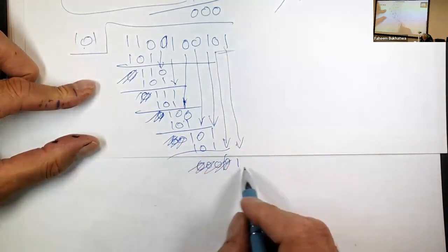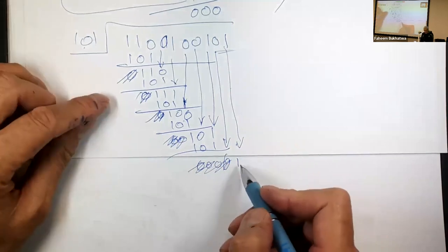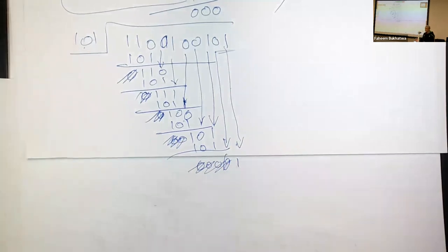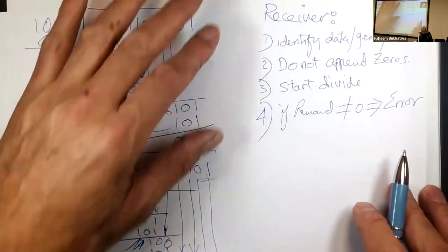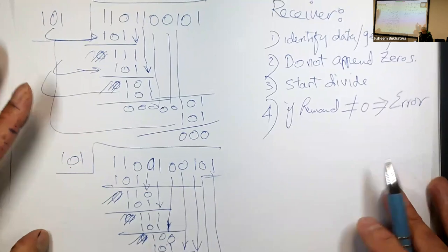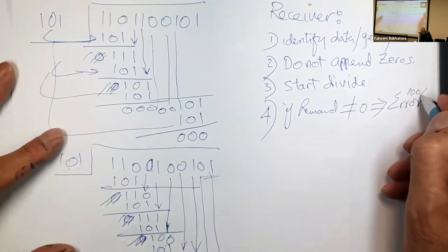Okay, zeros on the left are no good. So now we don't have enough to continue. We're finished. And the remainder is not 0. Whatever the remainder is, if it's not 0, it's definite error. Right? So that's the note I wrote there. If the remainder does not equal 0, it means definite error, 100% error.